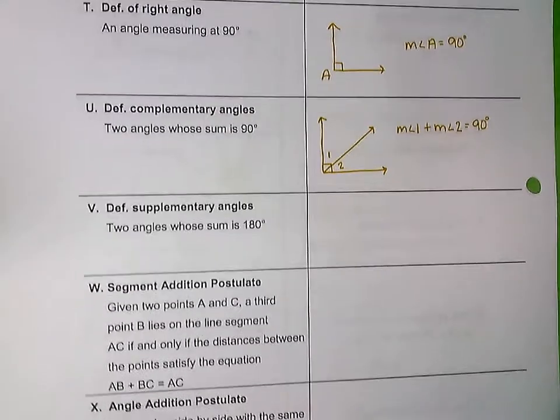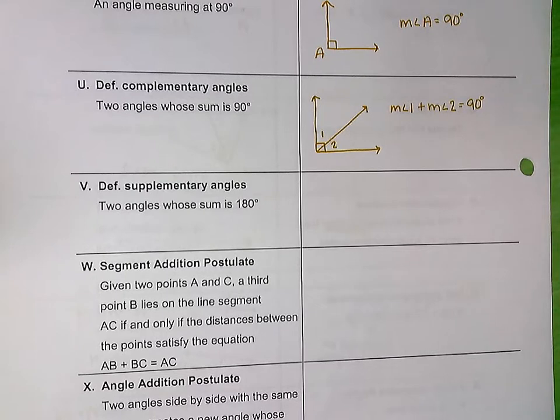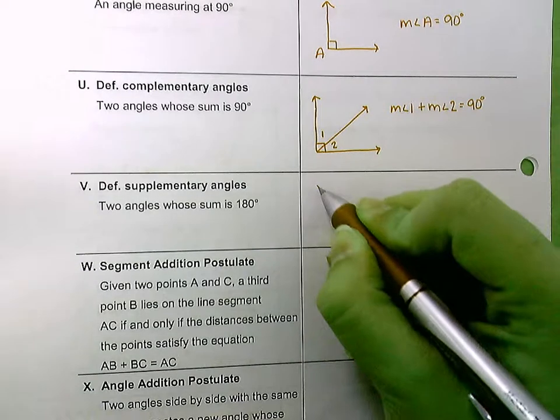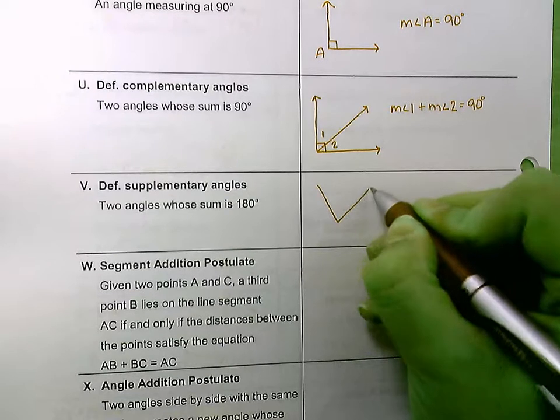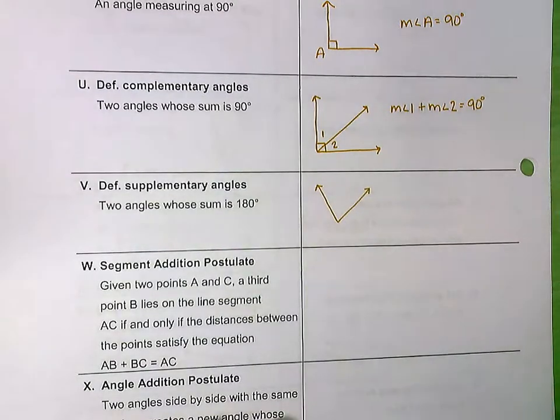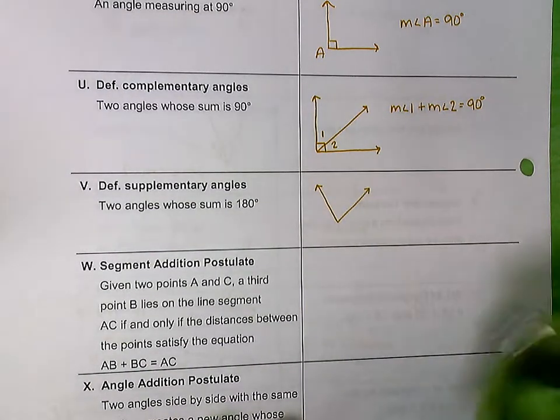For definition of supplementary angles, you have to be careful with this one and the supplement theorem. Those are the two that people get mixed up with all the time. Supplement theorem has to do with a linear pair. That's why I underlined that key word. This one is just two angles that add to 180. If you remember, we don't need them to be adjacent. A linear pair has to be adjacent.